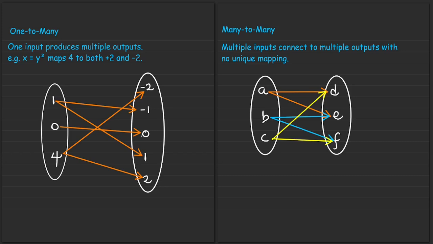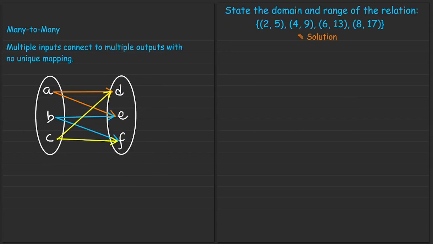With all these, let's now solve some questions. We are solving 5 questions in increasing difficulty. This is the first one and it is very, very simple. It says, state the domain and range of the relation. This is our relation here, and it has been given to us in the ordered pair format. We said the domain is the set of all the x values, that is the input. And the range, on the other hand, is the set of all y values, that is the outputs.